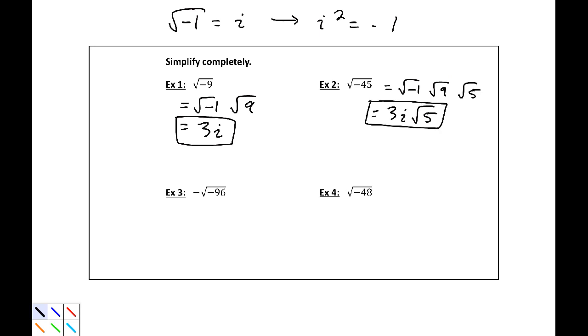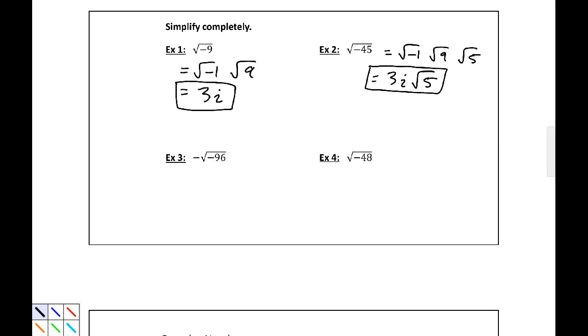For example 3, negative square root of negative 96. Now the negative that is on the outside of our radical doesn't actually affect our calculations any, so don't worry too much about that. But the square root of negative 96. Now let's see, what goes into 96? 12 does, that's not a perfect square of course. 96 divided by 16, okay, 16 and 6.